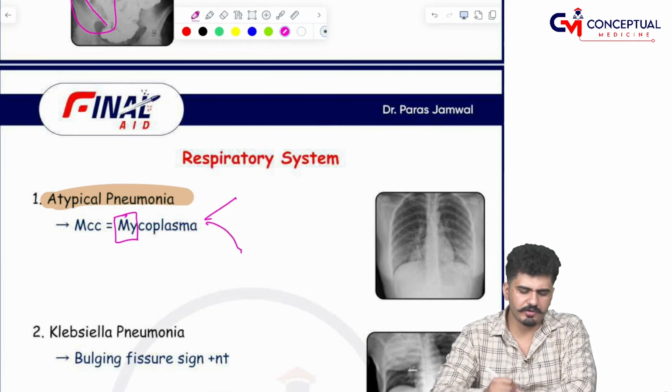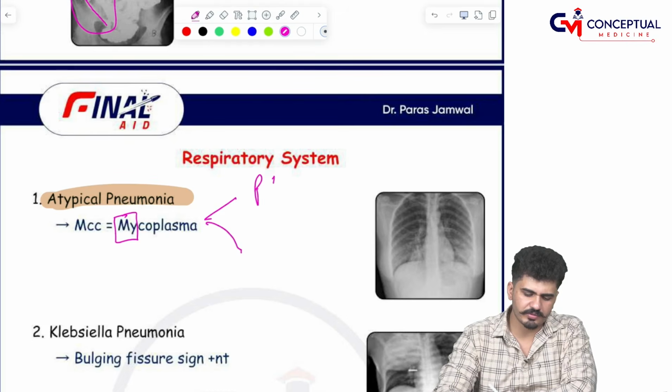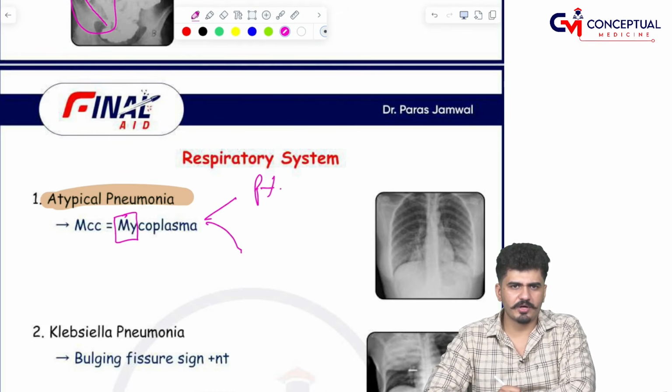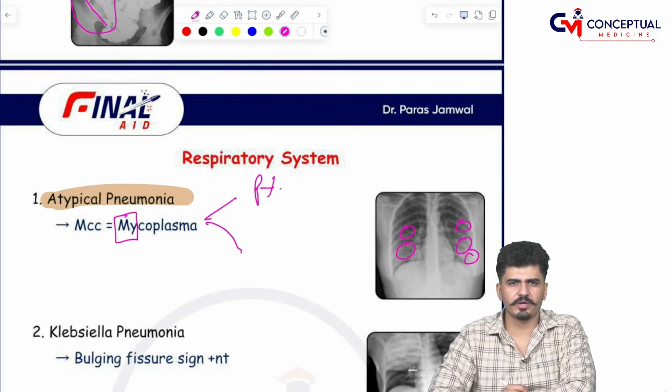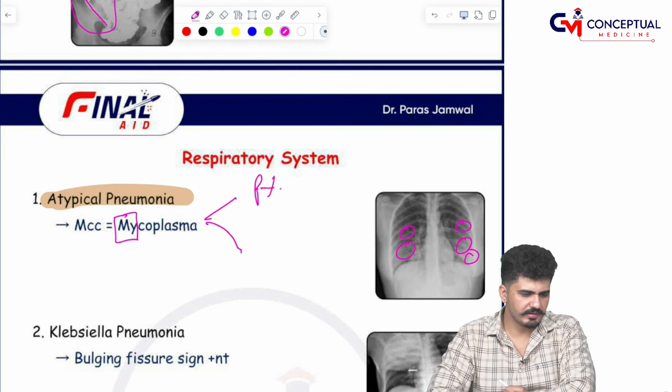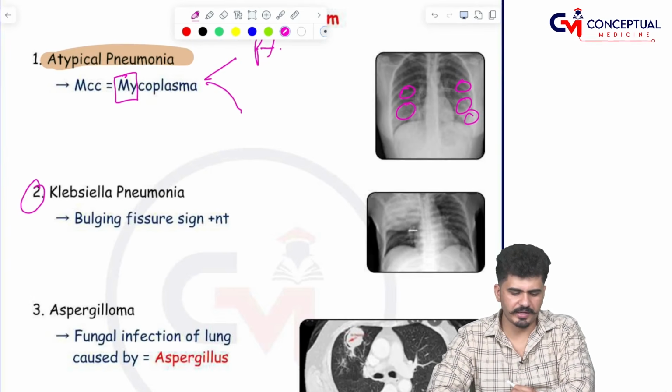Mycoplasma is gram positive or gram negative? My first question for all of you, and this is a previous year question. Mycoplasma is a cause of atypical pneumonia, where on the X-ray you will see multiple opacities on the chest X-ray. This is atypical pneumonia. Please let me know, is this positive or negative? Mycoplasma is gram negative. Very good.